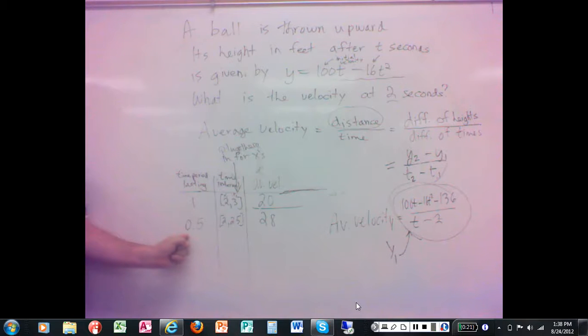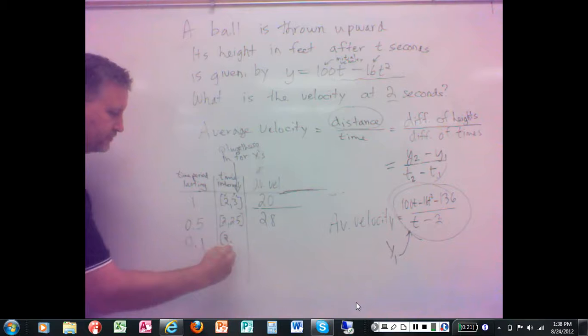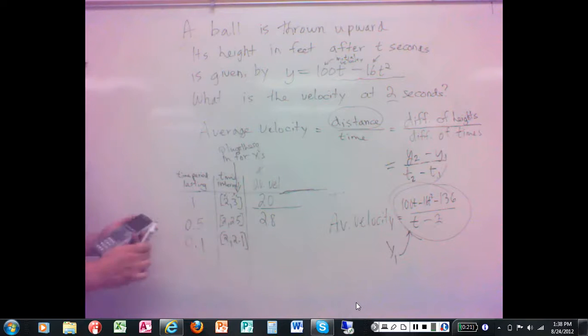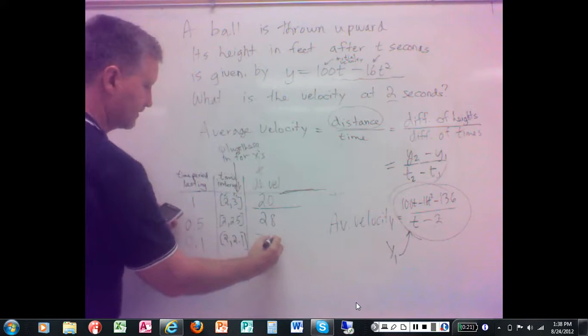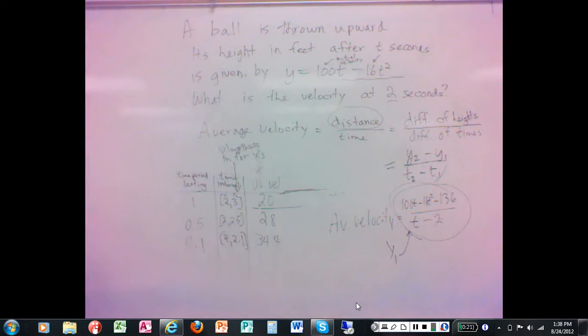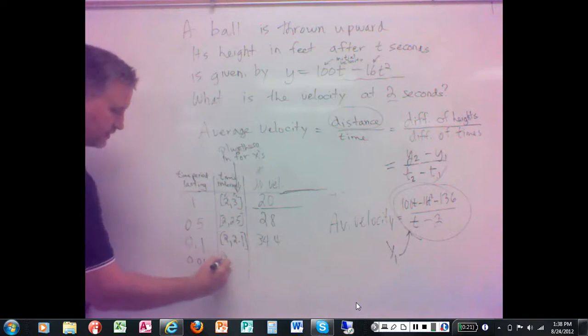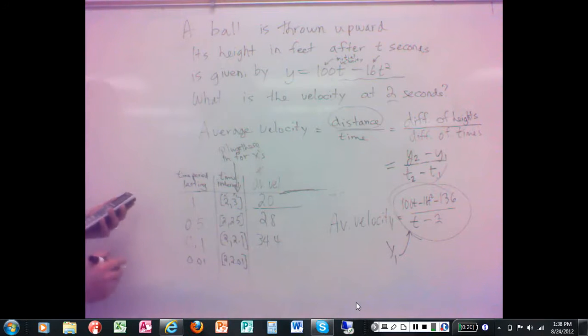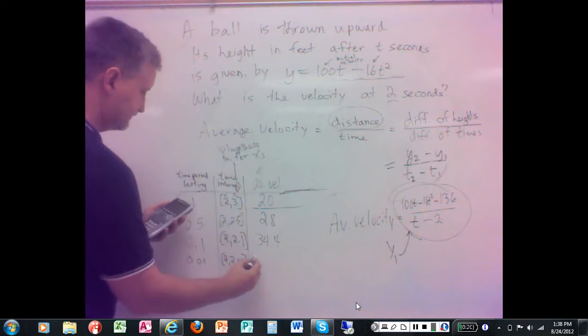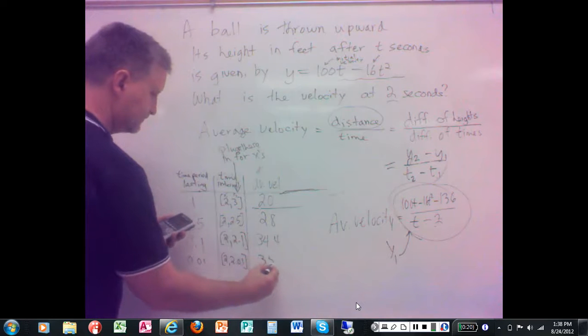So maybe my time period only lasts 0.1. That would go from 2 to 2.1, right? So I'd plug in my 2.1. That gives me a 34.4. Oh, these are going up, aren't they? Well, let's see what happens. Get the idea? What's next? 0.01 time period. So that would go from 2 to 2.01. It's 35.84.